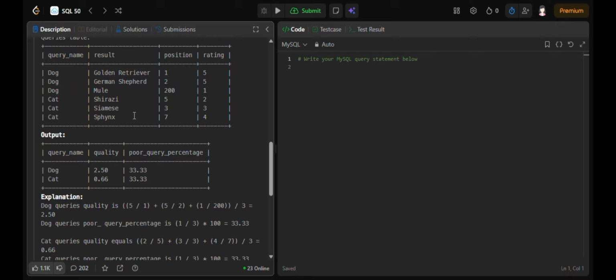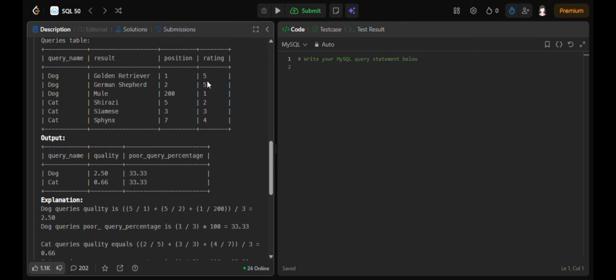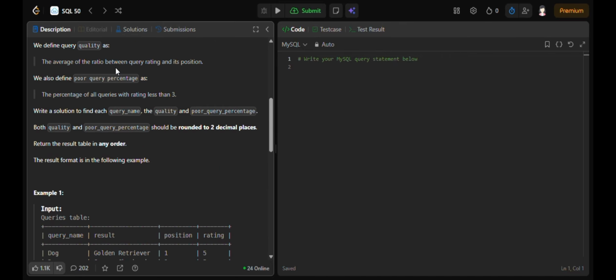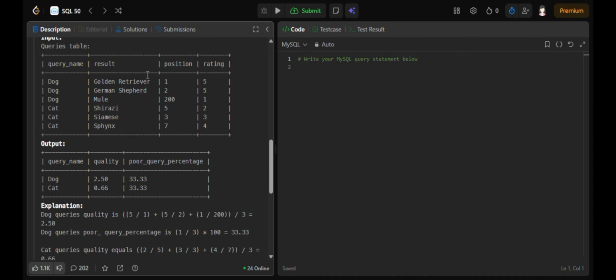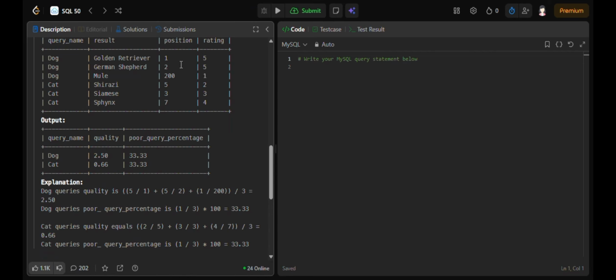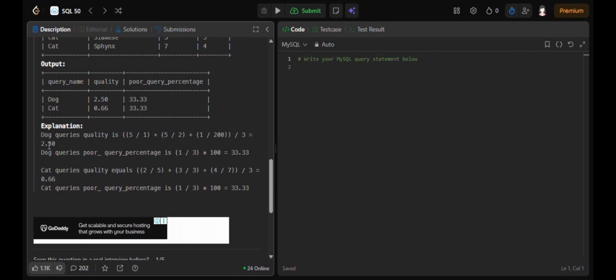So firstly we will calculate the ratio. They have asked to calculate the ratio between rating and its position, so we will divide rating by its position, like 5 by 1, 5 by 2 and 1 by 200. These are the ratios, and you have to find the average of them. Since we have 3 dogs here, we will divide the sum by 3, which gives us 2.50.